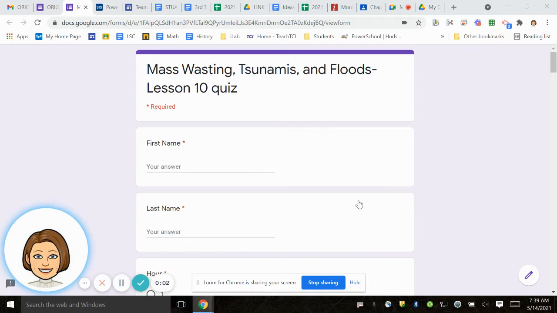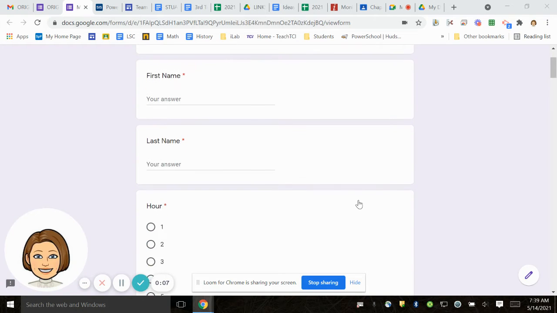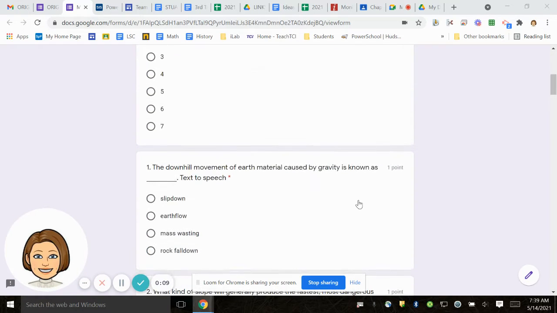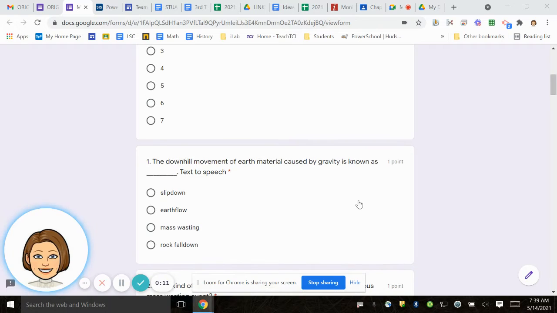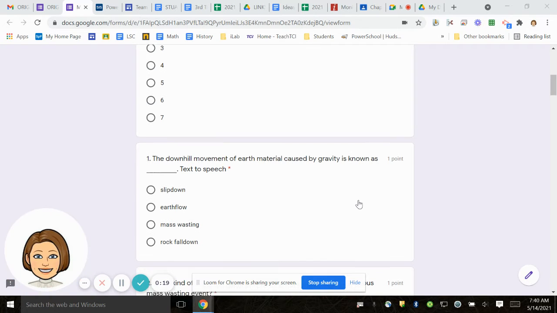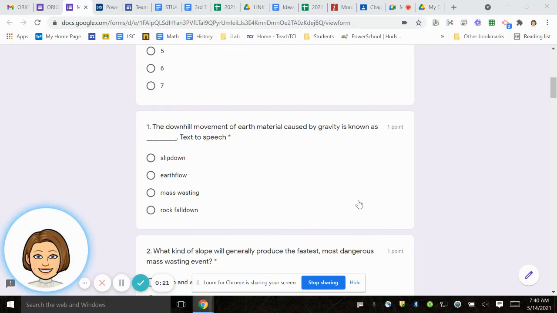This is the mass-wasting, tsunamis, and floods Lesson 10 quiz. Number 1. The downhill movement of Earth material caused by gravity is known as slip-down, earth flow, mass wasting, rock fall-down.